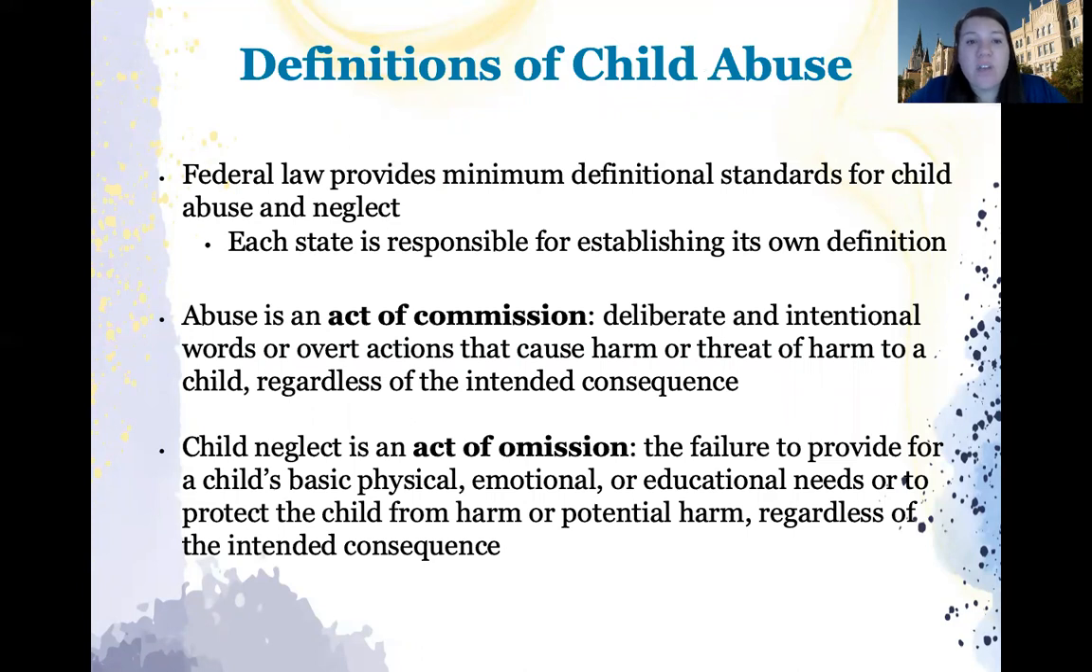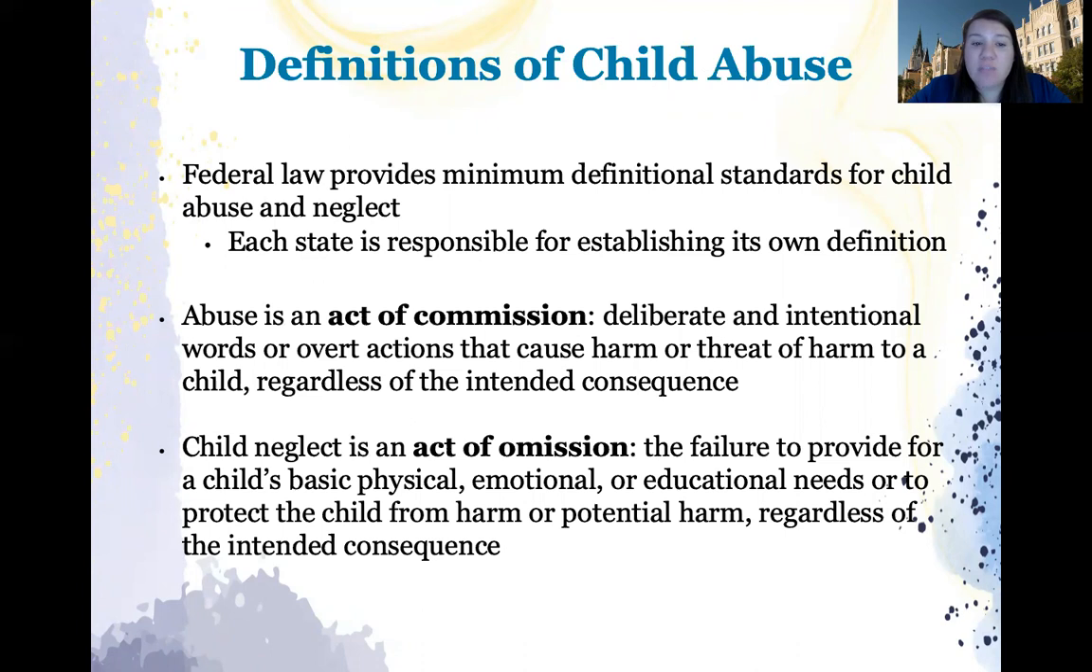So the federal legislation defines a minimum definition for child abuse, and each state is responsible for refining those definitions further if they want to. But there are 2 different pieces to a definition of child abuse. The first is an act of commission, which is a deliberate, overt act causing harm or threat of harm to a child.